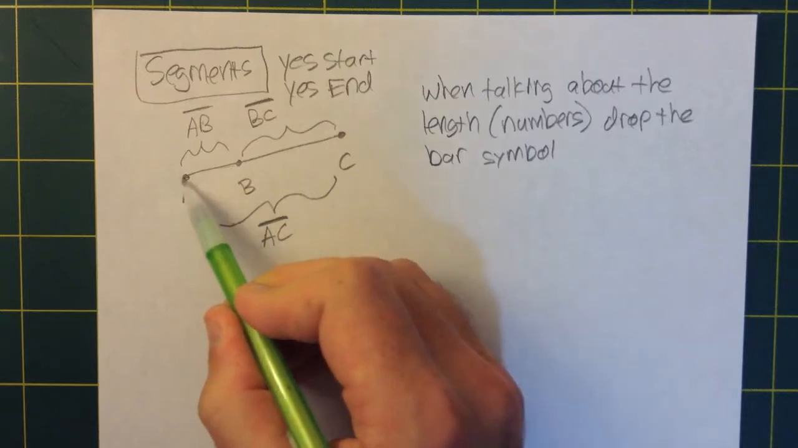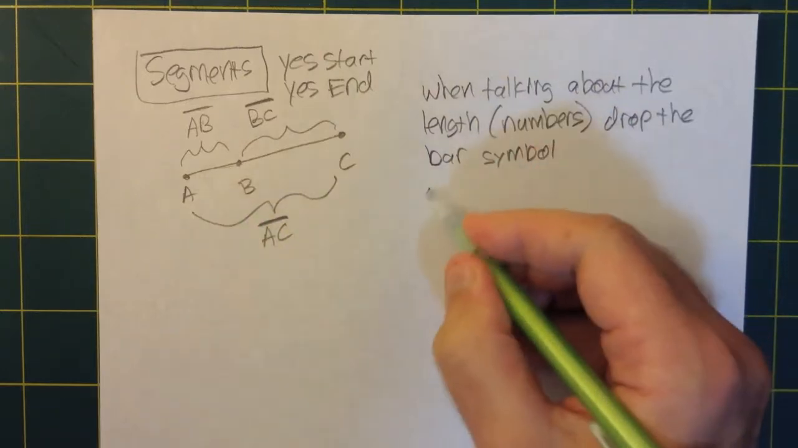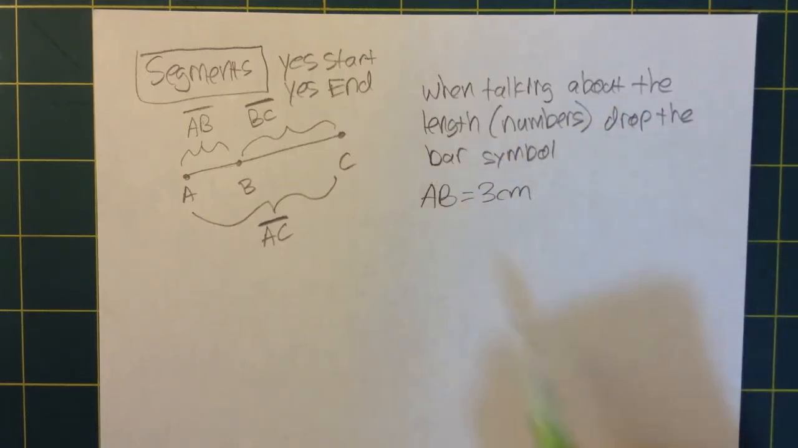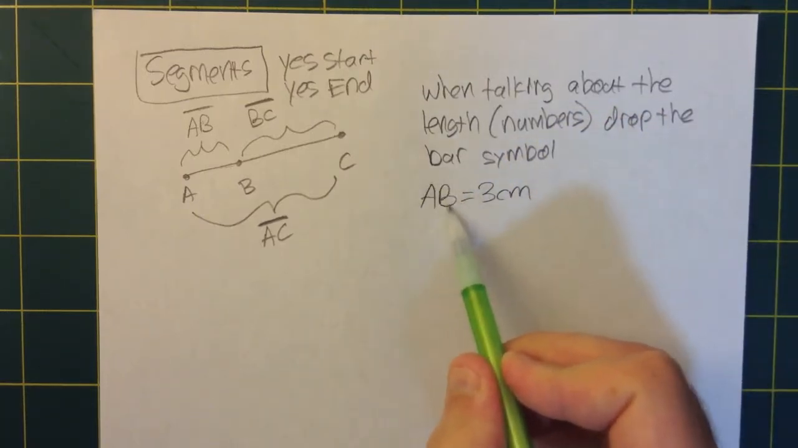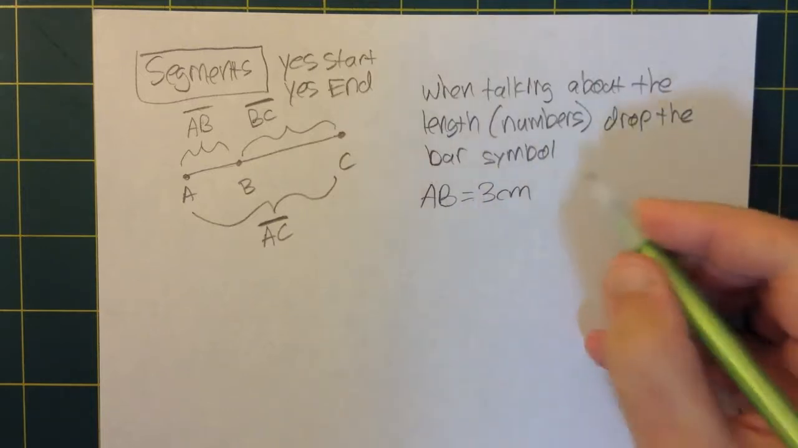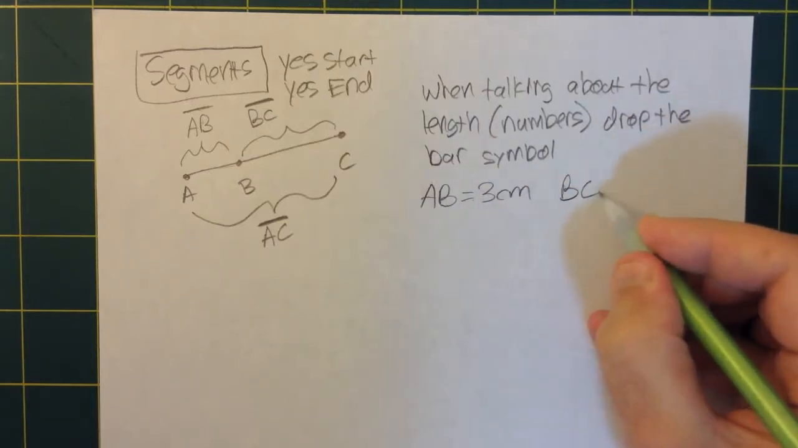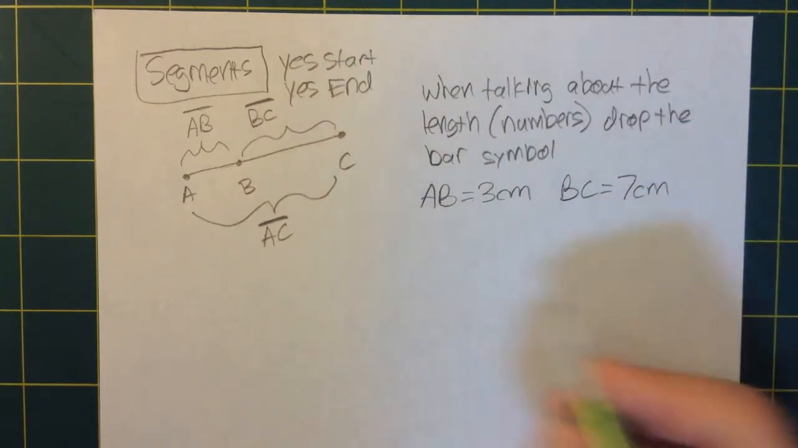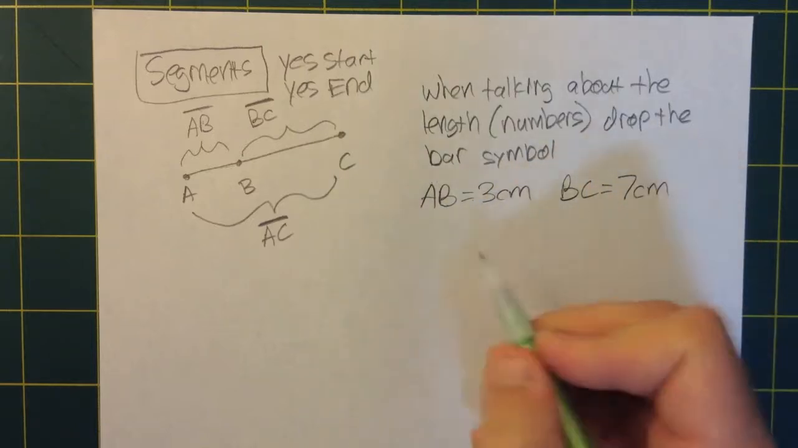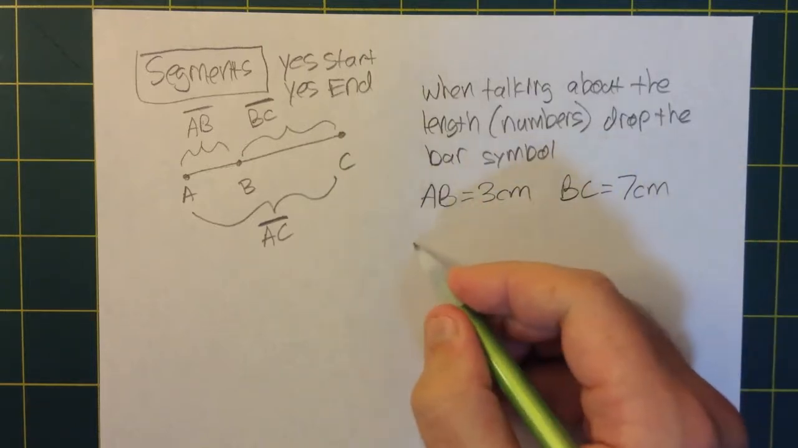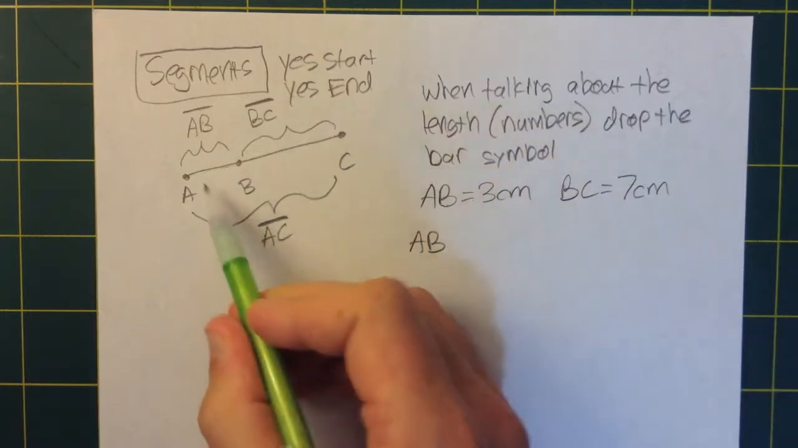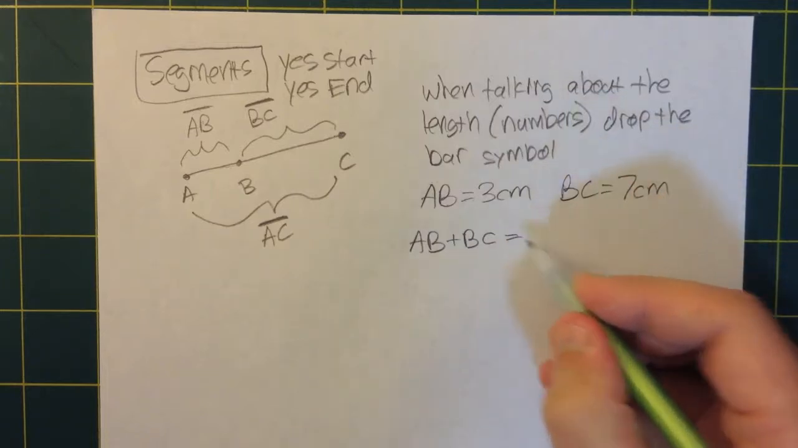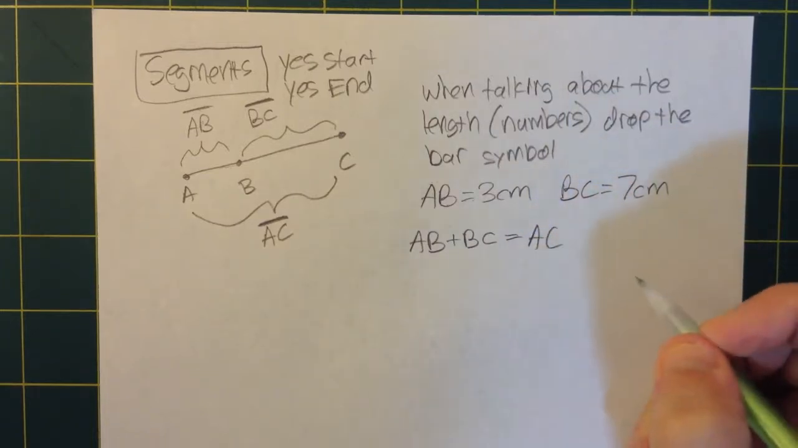So if I wanted to take out a ruler and measure this and say how long segment AB is, I would write AB equals 3 centimeters, just like that. I don't need to put the symbol above it when I'm talking about how much it measures. I could say BC measures 7 centimeters. And then if I wanted to do some arithmetic, which means I'm doing something with numbers, again, I would not use the bar symbol. So I would say AB, which is this piece, plus BC, which is this piece. When you add those up, you get AC.